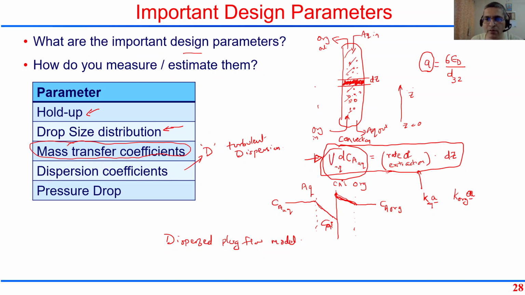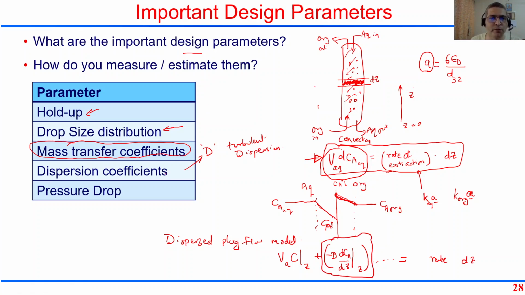Suppose this A is taken on the left side, then this Q by A is nothing but the velocity of the aqueous phase. So this is the velocity of the aqueous phase times the concentration at Z, and the dispersion coefficient. Do you remember that? Dispersion coefficient times the gradient at Z, and then minus Z plus delta Z. And then on the right hand side we would have had to write the rate of extraction times dz, right?